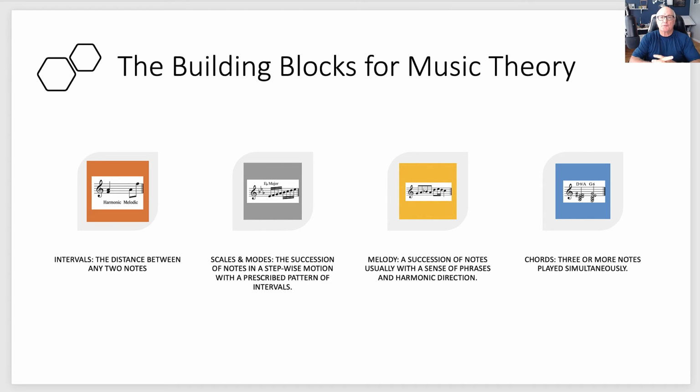Now, the building blocks for music theory are these: intervals, which is the distance between two notes, scales, and modes. So that's the succession of notes in a stepwise motion, mostly, with a prescribed pattern of intervals. And then melody, which is another succession of notes, usually with a sense of phrases and harmonic direction, kind of like sentences. And then chords, which are three or more notes played simultaneously. Now we put all these things together and we get the structure of music theory.